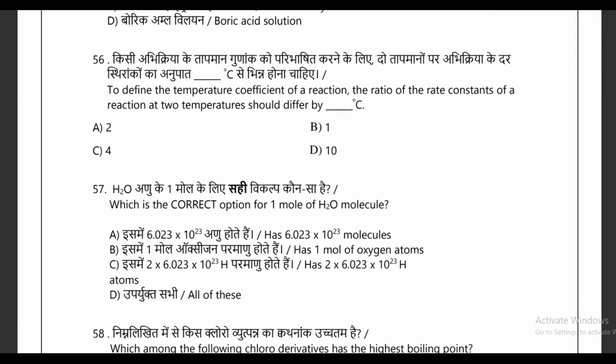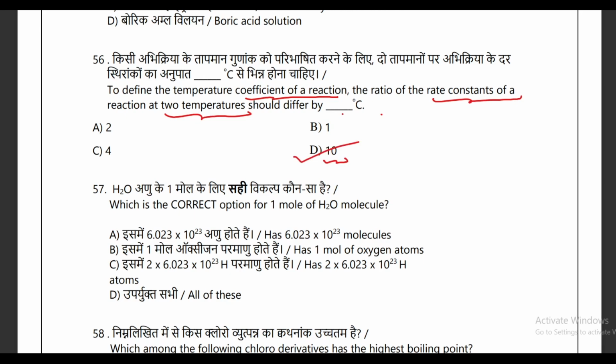In the next question, to define the temperature coefficient of a reaction, the ratio of rate constants of a reaction at two temperatures should differ by. So actually in this question the correct answer is 10 degrees. D option is the correct answer.